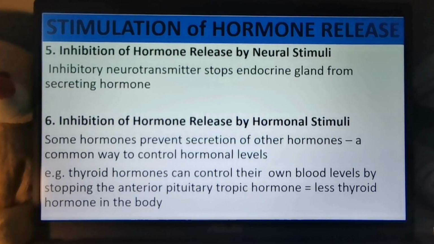Inhibition of hormone release by neural stimuli. Inhibitory neurotransmitter stops endocrine gland from secreting hormone. Inhibition of hormone release by hormonal stimuli. Some hormones prevent secretion of other hormones. A common way to control hormonal levels.